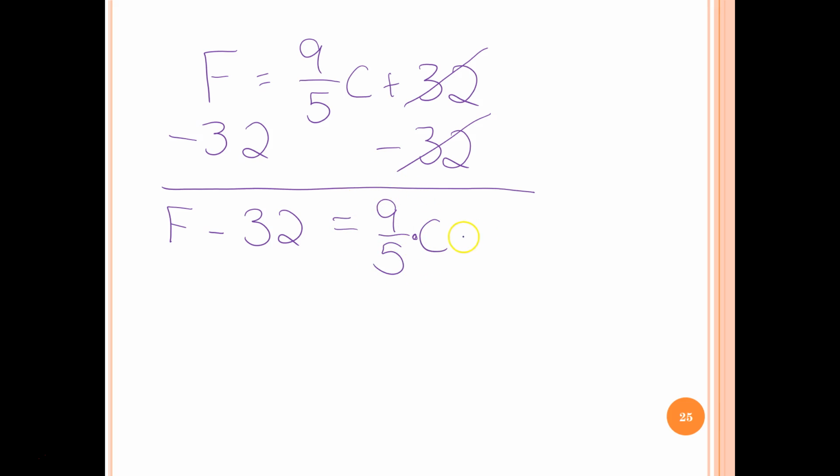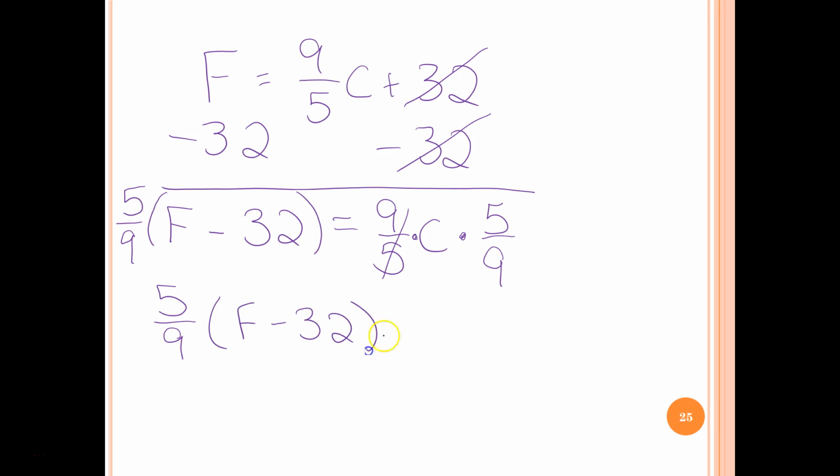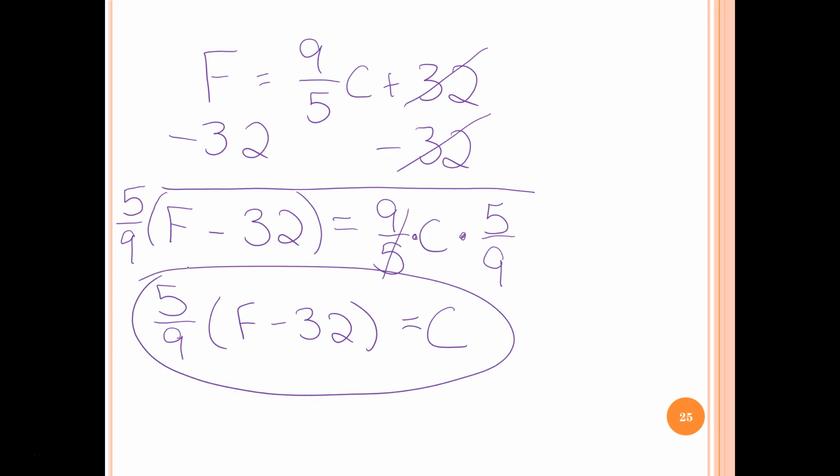We can divide by that fraction, or more easily, multiply by its reciprocal. And if you're going to multiply the left-hand side of this equation by its reciprocal, 5/9, make sure you multiply everything. The way we can do that is by using parentheses to show that the entire expression is being multiplied by 5/9. So our new formula, 5/9 times the difference between the Fahrenheit temperature and 32 degrees, will yield our Celsius result. And there's our formula.